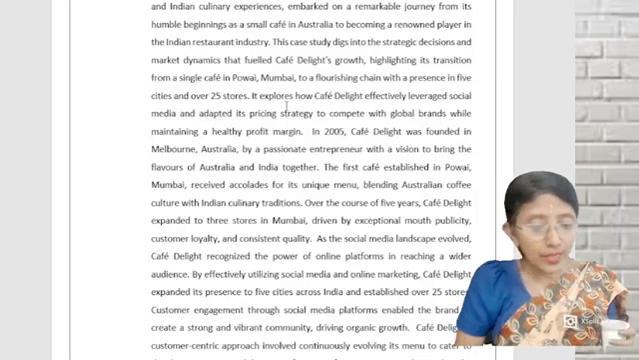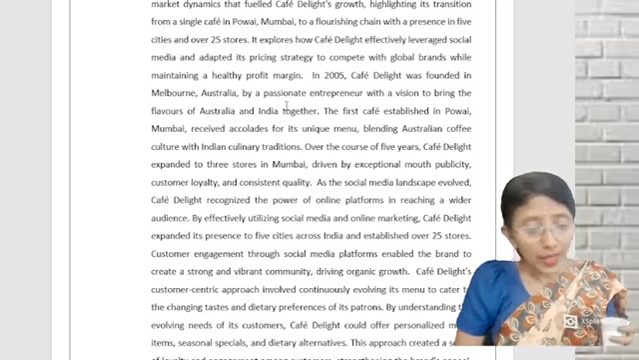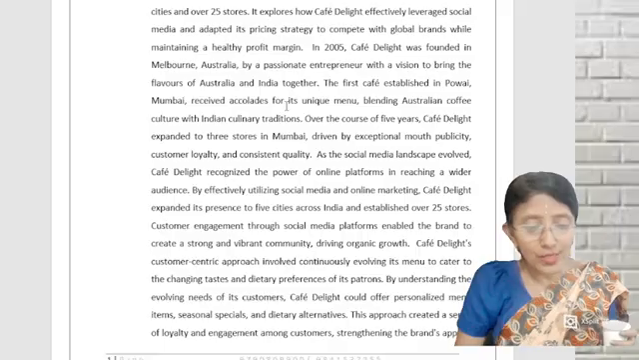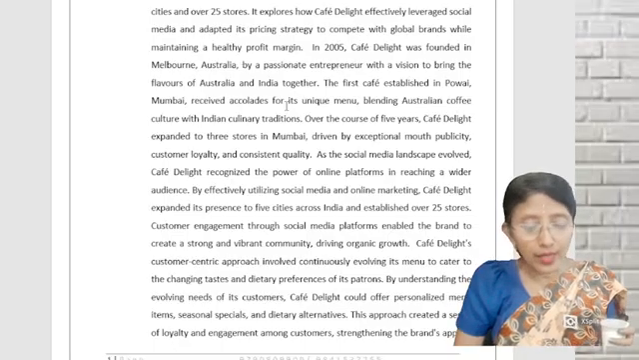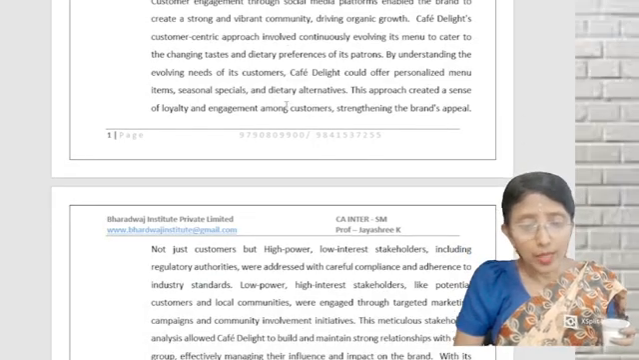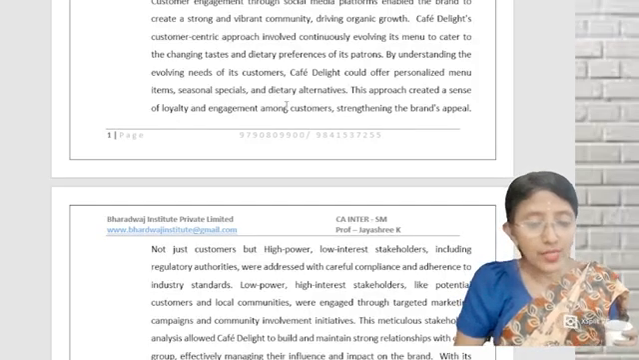Cafe Delight's customer-centric approach involved continuously evolving its menu to cater to the changing tastes and dietary preferences of its patrons. By understanding the evolving needs of its customers, Cafe Delight could offer personalized menu items, seasonal specials, and dietary alternatives. This approach created a sense of loyalty and engagement among customers, strengthening the brand's appeal. Not just customers, but high-power, low-interest stakeholders, including regulatory authorities, were addressed with careful compliance and adherence to industry standards.